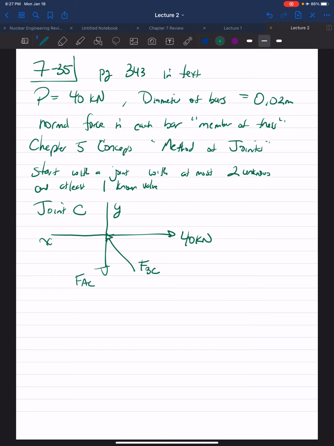Now this truss is 1.5 meters vertical, 2 meters horizontal. So if you double that, that becomes a 3, 4, 5 triangle. The height of the truss is 1.5 meters, 2 times 1.5 is 3. The bottom length is 2 meters, 2 times 2 is 4. So the hypotenuse of this triangular truss must be 5. The ratio would be 3, 4, 5 for this triangle. It's a ratio.